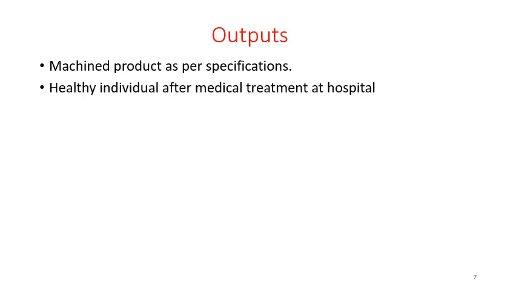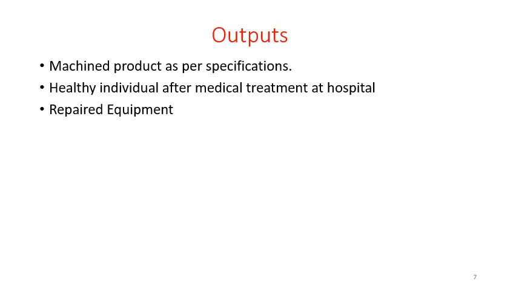Next, what are the outputs? Outputs are the machined products as per specifications. We saw the raw materials as the inputs, the machining process was the transformation process. What is the output? The output is the machined product as per specifications. Similarly, an ill or unhealthy individual going to a hospital is the input. The medical treatment that the doctor gives is the transformation process. And what is the output? Output is the healthy individual after medical treatment.